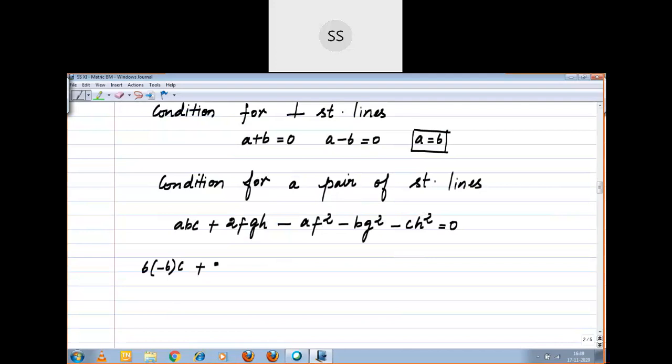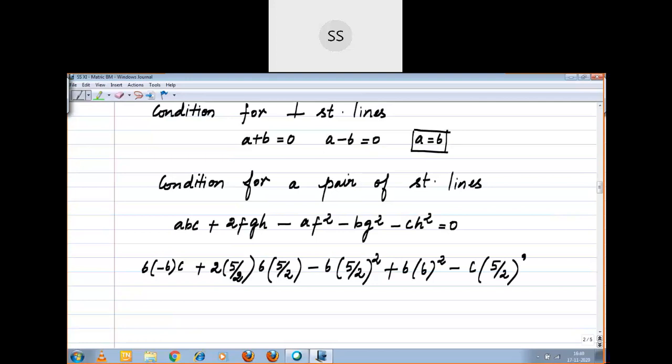a is 6, b is −6, c as c, plus 2 into f, which is 5/2, g is 6, h is again 5/2, minus a which is 6, f which is 5/2 the whole square, minus b which is −6, so plus 6, g is 6, 6 square, minus c, h is 5/2 the whole square, equal to 0.